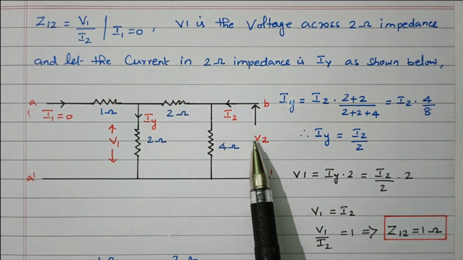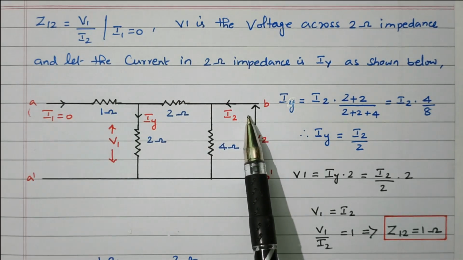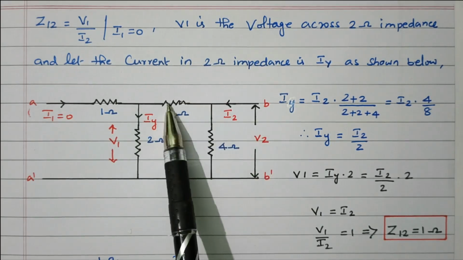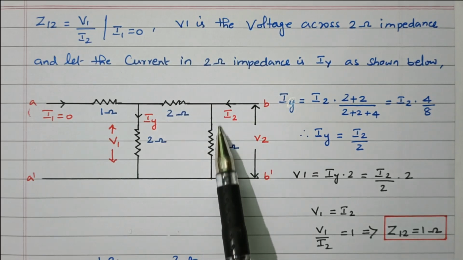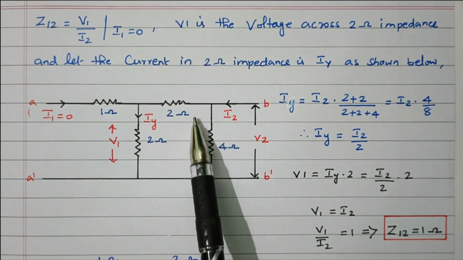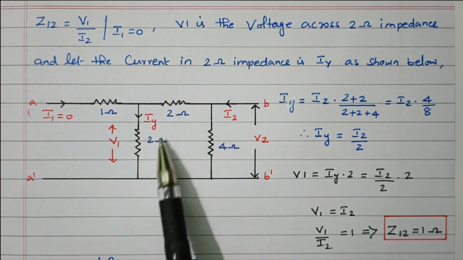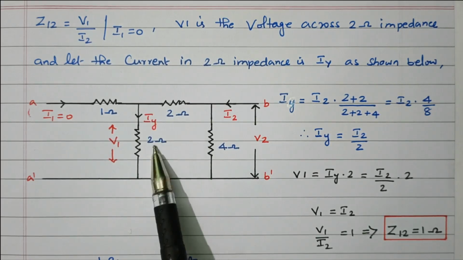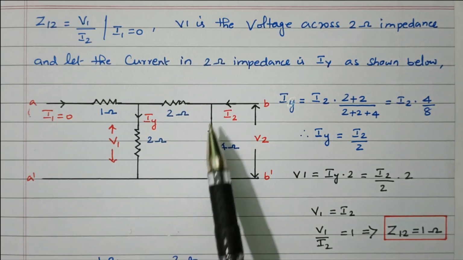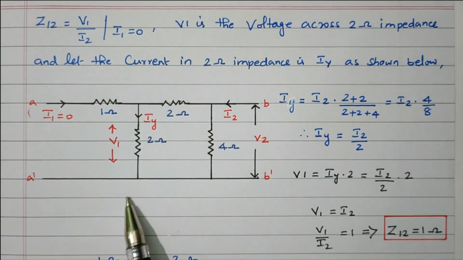Again here we are following the current divider rule. Here the I2 current is divided at this branch. Part of the current flows through the 4 ohm resistor, and the remaining current flows through this branch, 2 plus 2, which are connected in series. So 2 plus 2 is 4 ohm. One branch is 4 ohm, and the other branch is also 4 ohm.